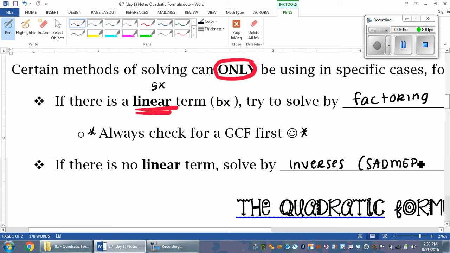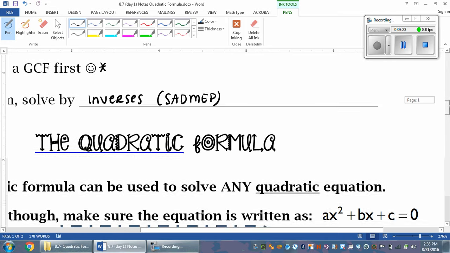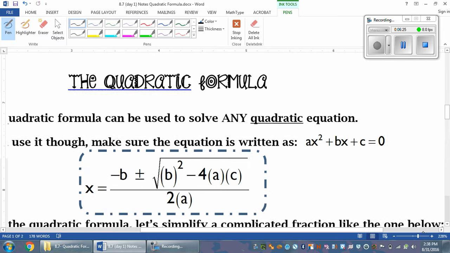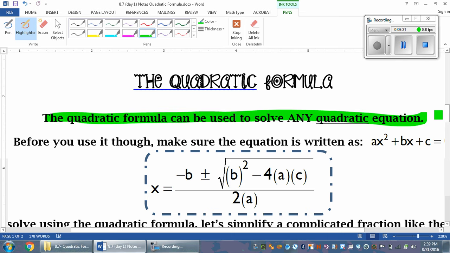Now, what happens if you have a linear term, but you can't factor it? Well, that is when the quadratic formula comes into play. The quadratic formula really can be used for any quadratic equation, right? And so it can always be used when you have a linear term or you don't have a linear term. You can use the quadratic formula anytime.